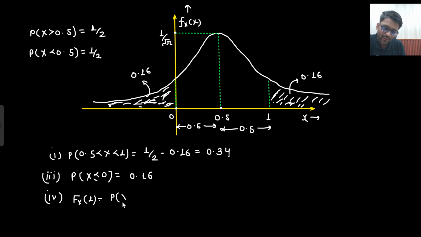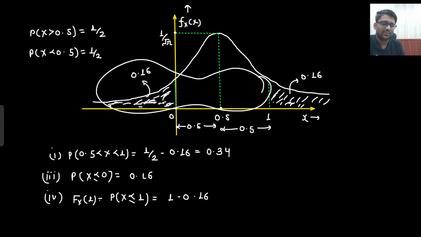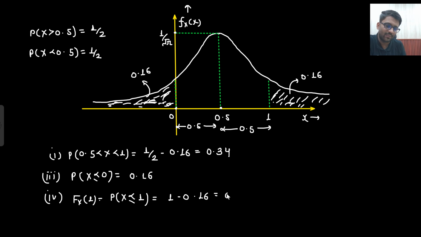That means probability of x taking value less than equals to 1. So that would be equals to 1 minus 0.16, right? What they are asking? X less than equals to 1. That means this much they are asking. So that would be 1 minus 0.16, that would be 0.84.